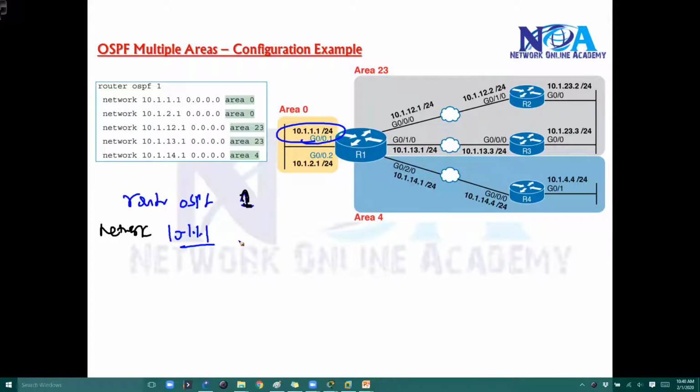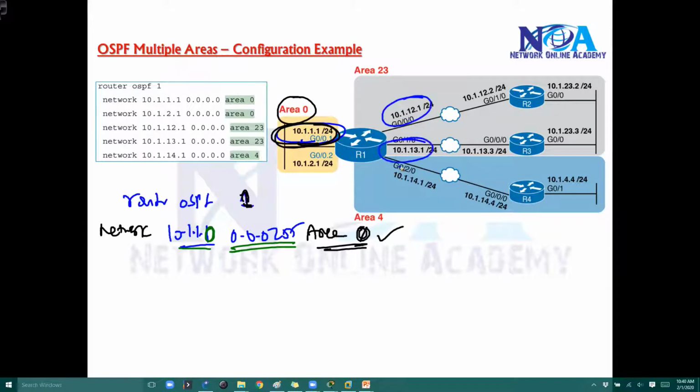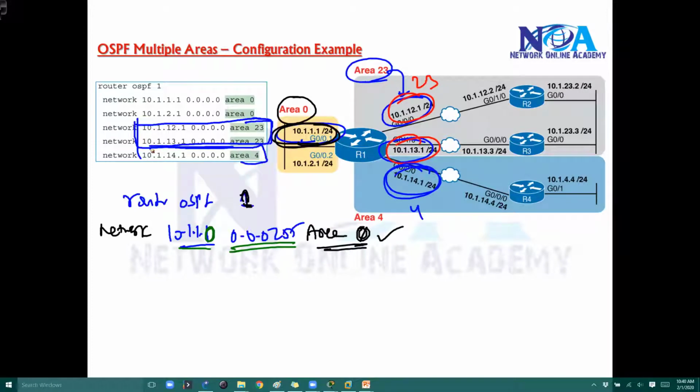Of course, I can be specific, like 10.0.0.255, giving the network ID, the wildcard mask, and then the area, that is, which area that interface falls in as per your design. If this interface as per my design goes in area 0, we need to advertise that particular interface in area 0. Let's say these 12, 13, and 14 interfaces fall in area 23 as per my design. When advertising those interfaces, we need to be specific and say that these two interfaces are in area 23 and this interface is in area 4, as you can see.